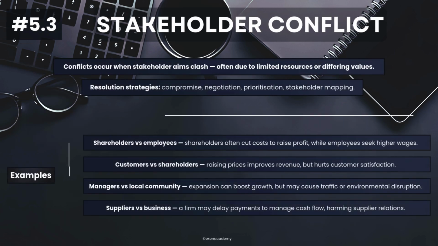Sometimes, what one group of stakeholders wants is the exact opposite of what another group needs. This is known as stakeholder conflict. Shareholders and employees may clash. Shareholders want higher profits, which might mean cutting wages or reducing staff, something employees obviously won't support. Customers and shareholders can also be at odds. Raising prices may increase profits, but it can also lead to fewer sales and angry customers.